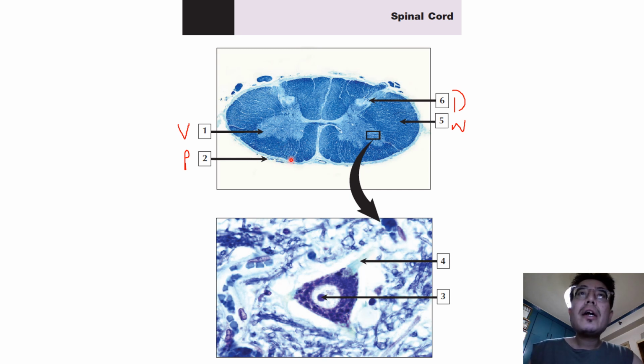Number 2 here is the pia mater, the innermost of the 3 meninges. Number 3, in high magnification, is the nucleolus of the motor neuron, and 4 is the axon of the motor neuron. Going back to lower magnification, 5 is the external white matter, and 6 here is the dorsal or the posterior horn.